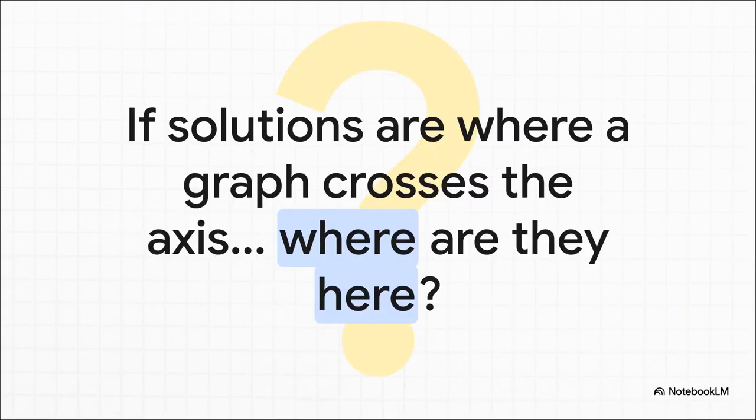So let's get right to the heart of the mystery. We're taught that the solutions, the roots, are simply the points where the parabola hits the x-axis. Simple enough. But then, you see a graph like this. This parabola is just floating. It never touches the axis at all. So what does that mean? No solution? Or are the answers hiding somewhere we can't see?